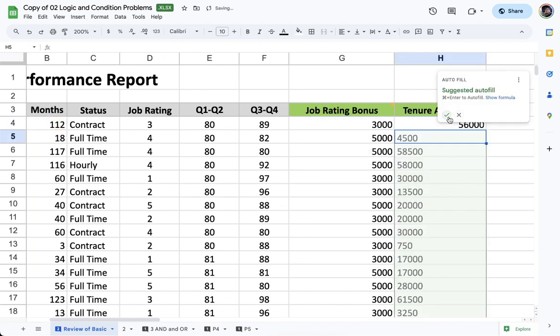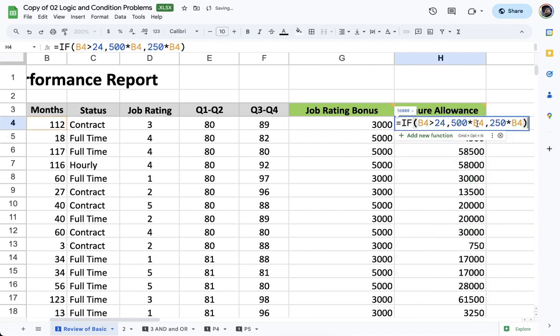So now we have another if statement wherein we have again our logic. If B4 is greater than 24, then we calculate the allowance as 500 times B4. If not, on the other hand, it's going to be 250 times B4. So this is the basic structure of if.